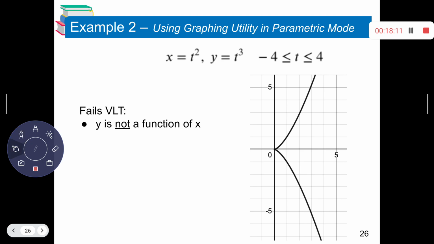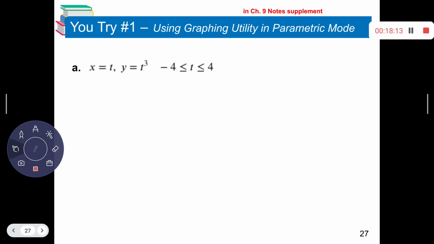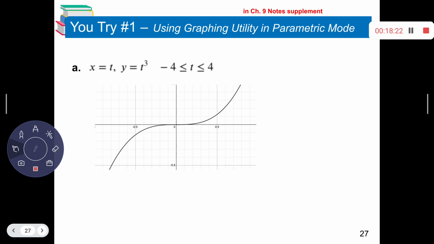All right, I think we're going to try another one. Try that one. That's your turn. Should be pretty easy. Just put it in your calculator, and you should get a graph that looks like this. This one is a function, so this one passes vertical line test. Therefore, remember, it is a function. All right, that's pretty straightforward. You try number 2.